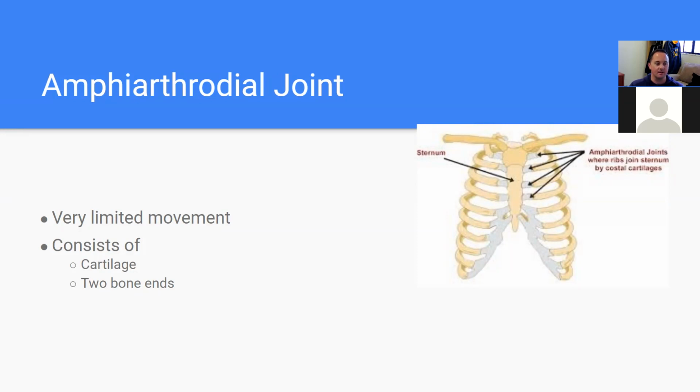Yeah, I'm good now. Okay, so a diarthrodial joint allows a lot of movement, okay? There's ligaments, there's a synovial fluid, it's a lot of movement. Amphiarthrodial, on the other hand, very limited movement, okay? So the very common example for this type of joint is the ribs. You have the rib, you have cartilage, and then you have the sternum, okay? So it's bone, cartilage, bone.